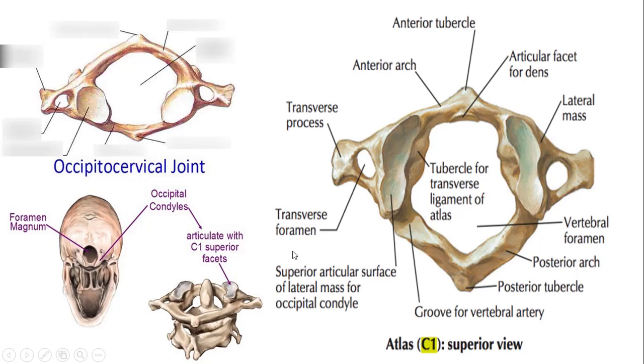The atlanto-occipital joint, the joint between the atlas and the occipital condyles, allows the head to nod up and down on the vertebral column. This is the atlas. It moves upward and downwards, allowing the head to nod upwards and downwards.